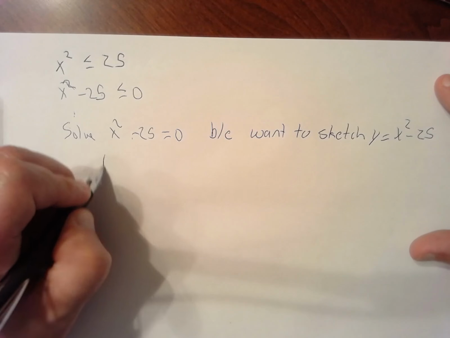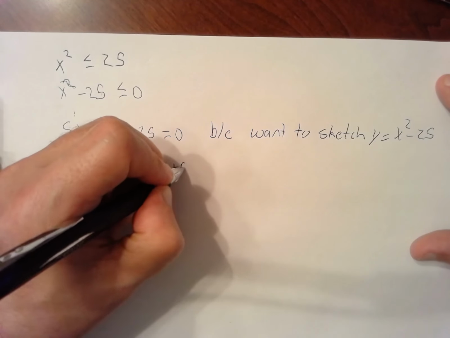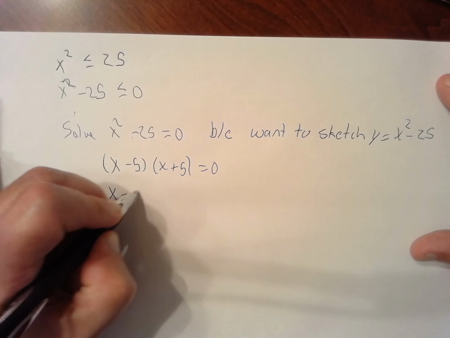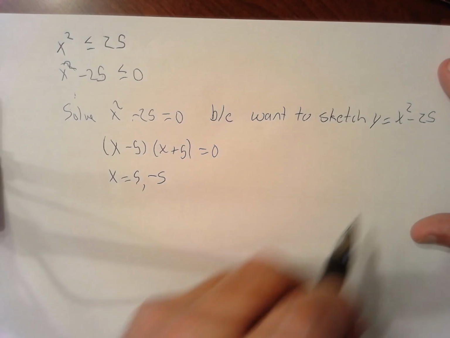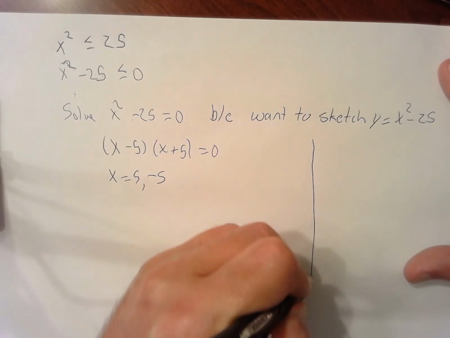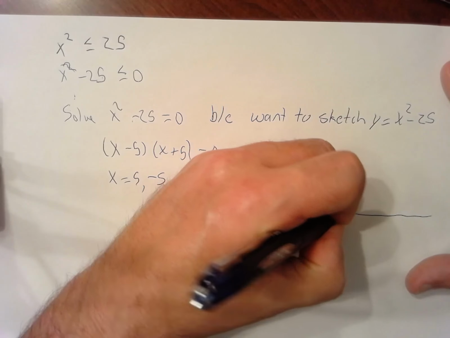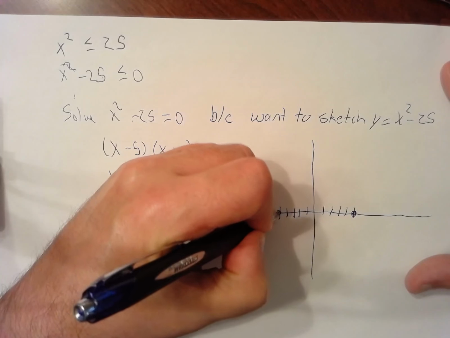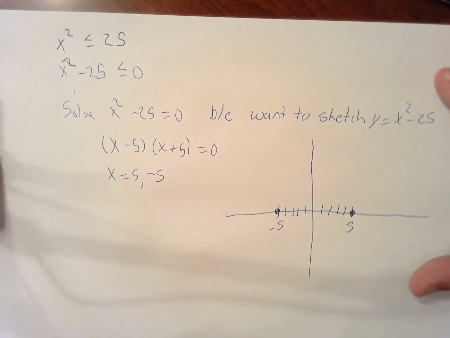Okay, that's a difference of squares. That factors x minus 5, x plus 5 equals 0. We get 2 solutions there. X equals 5 and negative 5. Okay, now we can sketch our graph. Y equals x squared minus 25. We have an x-intercept 5, 0. Another x-intercept at negative 5, 0. Negative 5, comma 5.